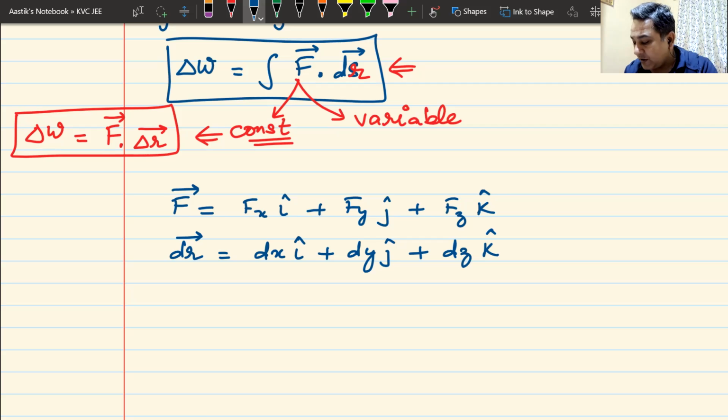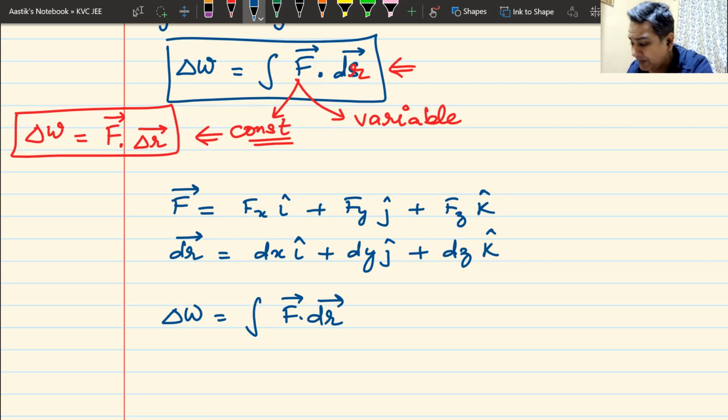Now, what do I need to do? I will first have to find out F dot dr. Delta W, again, I have not told you why delta. Delta W is simply the integral of F dot dr. This is the most general way in which I can write work. And this is the definition of work. No one can change it.